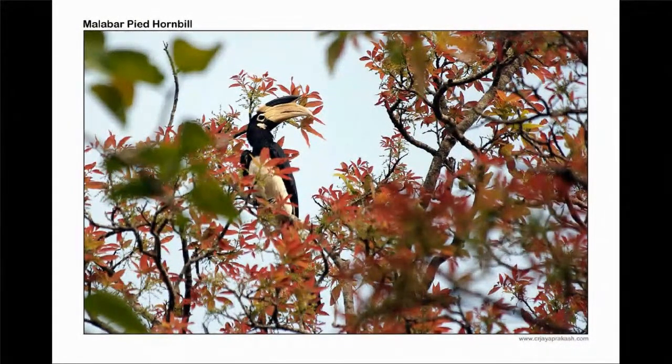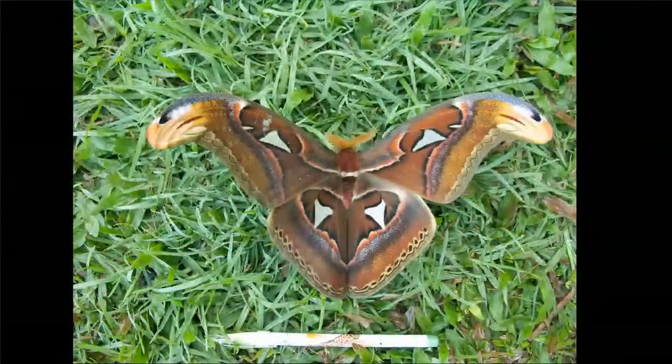These are not flowers. These are leaves. Those blossoming leaves, the cherry red color, are so bright. And this bird is almost colorless. It has a pale yellow beak and is black and white in color. That's all. But the image looks so colorful, so vibrant, because of the background and the foreground. So this tells you, you don't see such trees in town or in metros. You can see this only in the riverine forest. So that tells everything. Malabar pied hornbill.